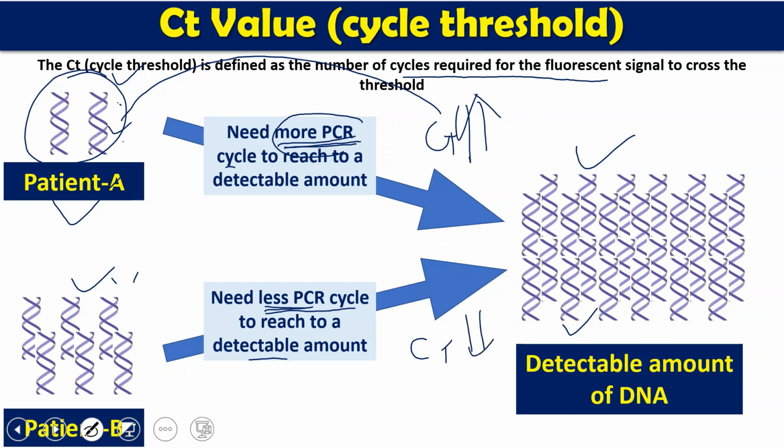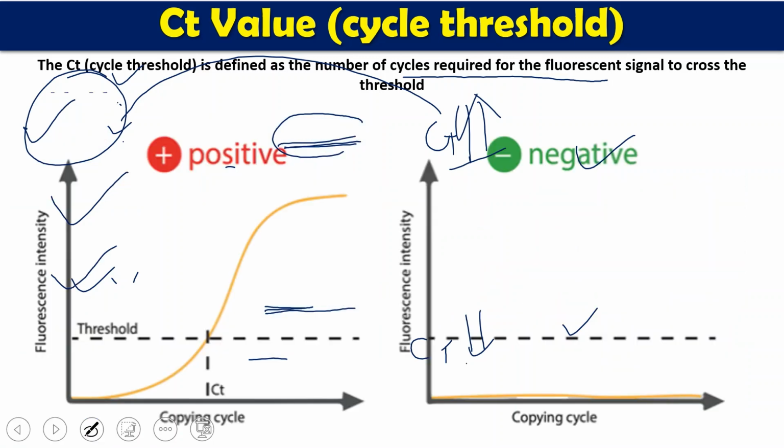This means the CT value is inversely proportional to the amount of DNA, or you can call it the viral load. Here the viral load is very low, so the CT value is high. Here the viral load is high, so the CT value is low. So it is inversely proportional.